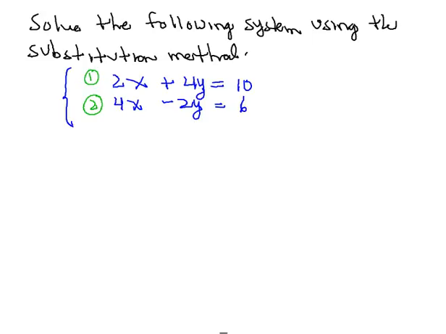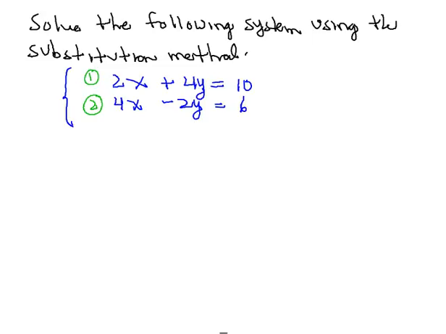So the first method we're going to look at is the substitution method. And so we have the system 2x plus 4y equals 10, and 4x minus 2y is equal to 6. And what we're going to do is take one of the equations and solve for one of the variables, then take that expression and substitute it for that variable into the second equation.